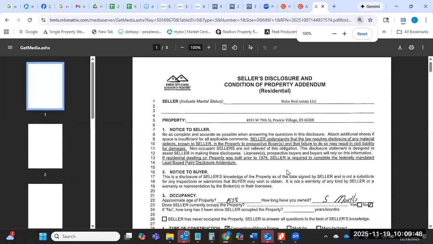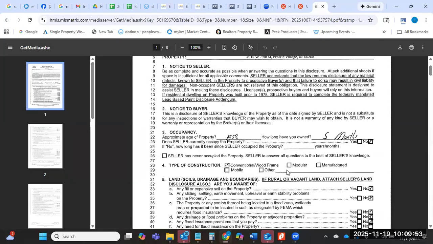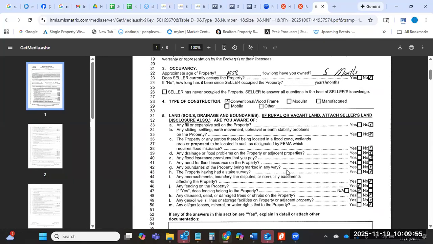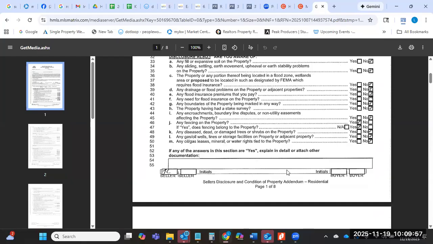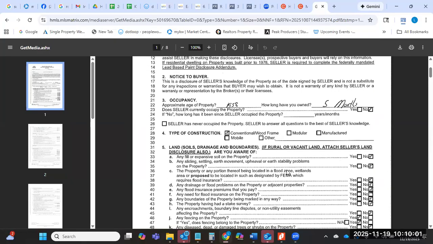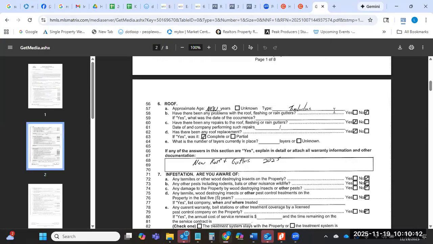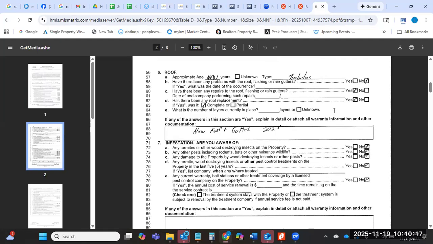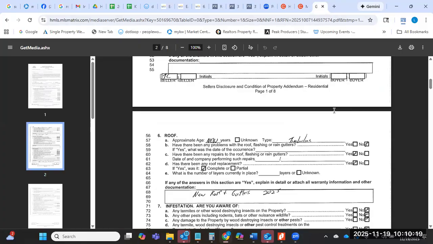The only other thing in this listing, as far as documentation, is the seller's disclosure. It looks like the seller has filled in most of what they needed to do. The property was built before 1958, so we know it needed the lead-based paint disclosure, and it's there. They've owned the property for 5 months. Surprisingly, they're not saying new or limited knowledge.